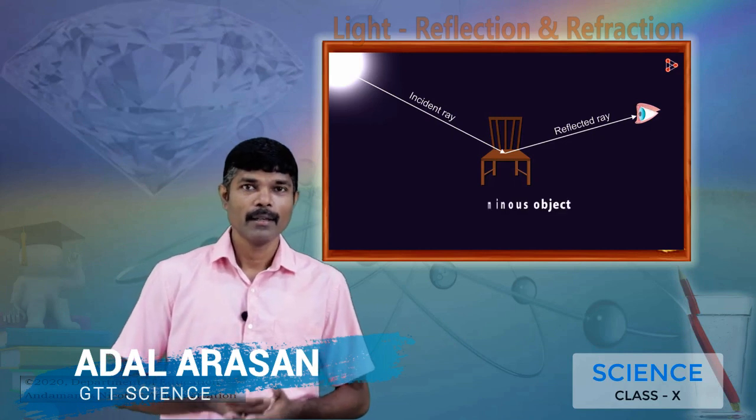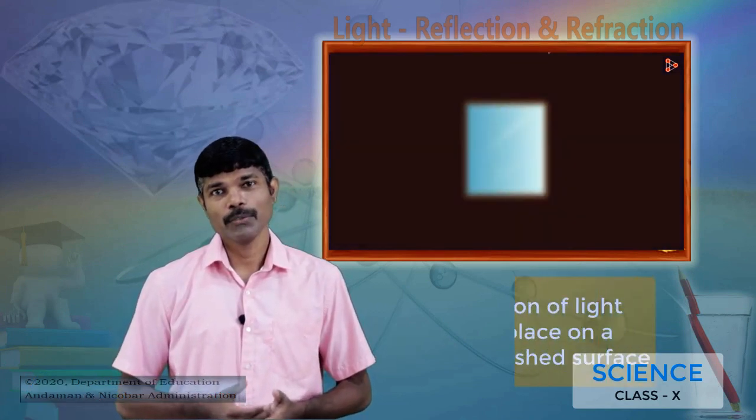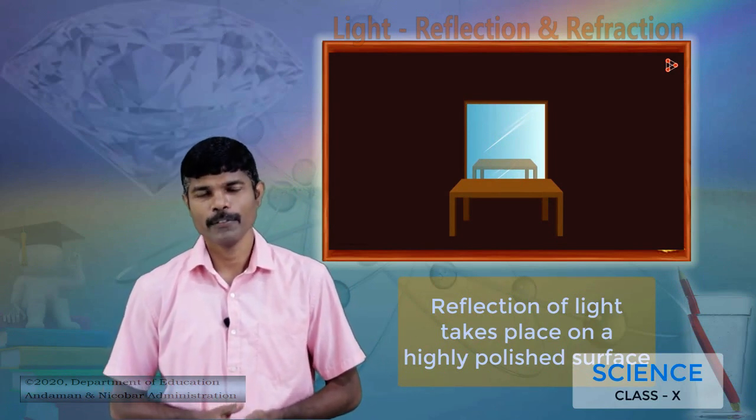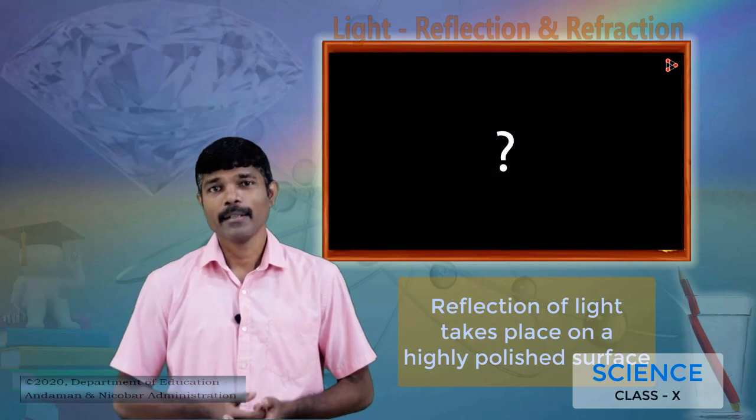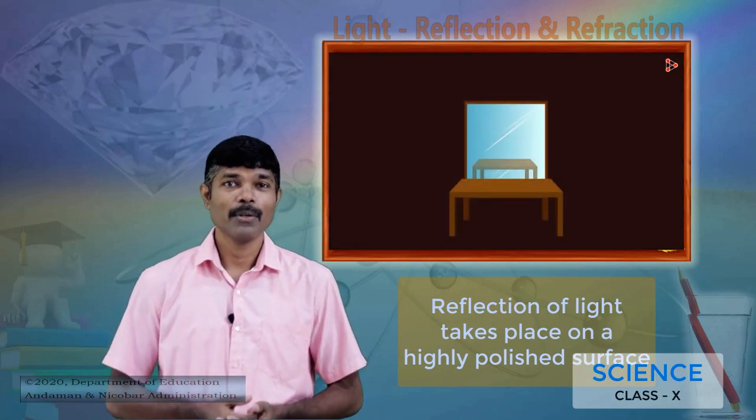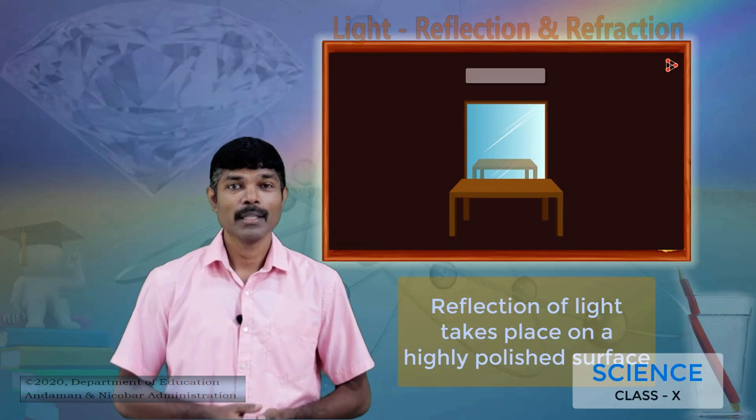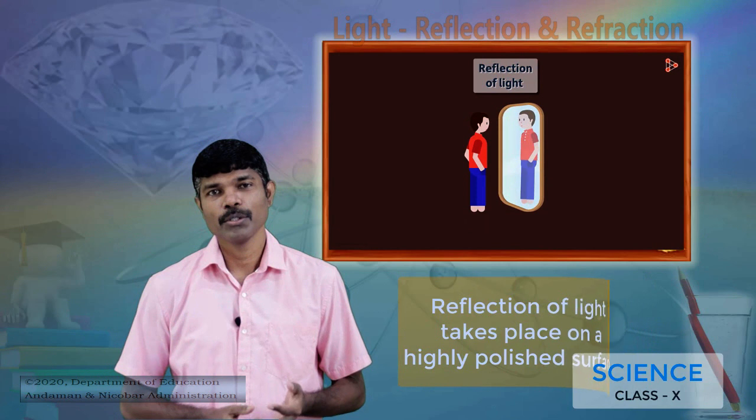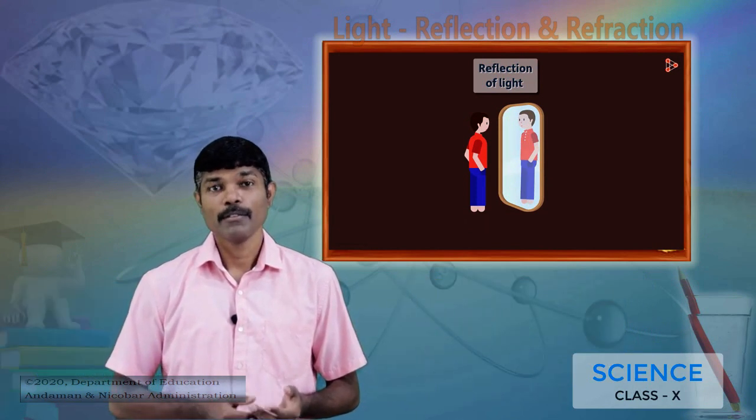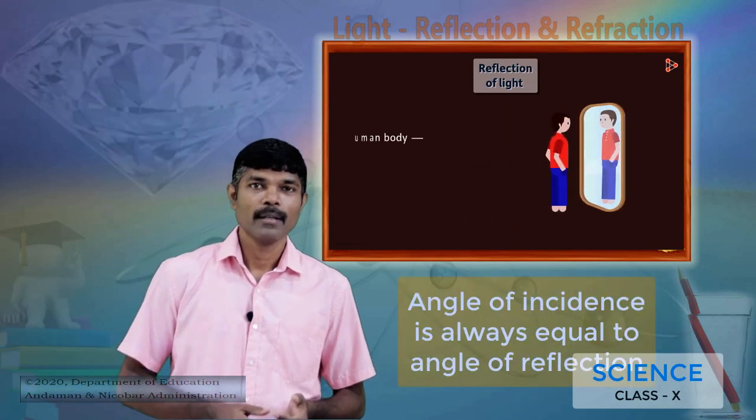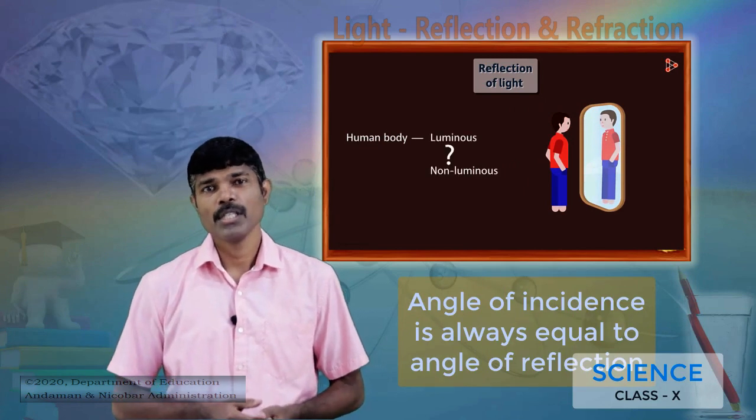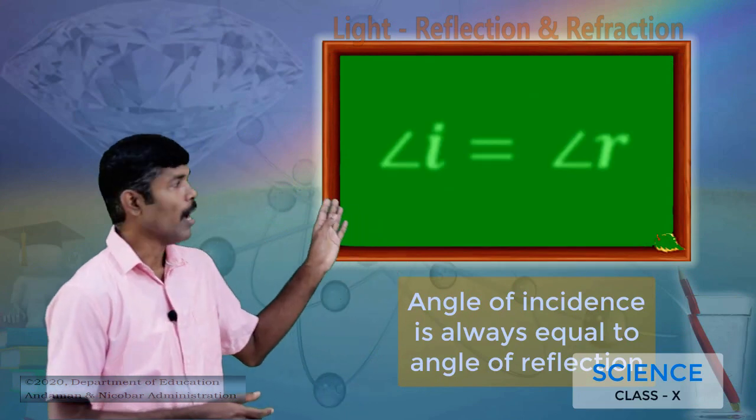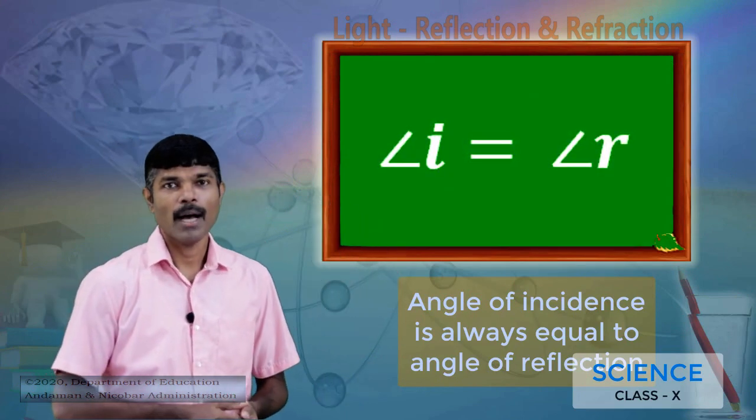As you know, light reflects when it falls on a smooth or highly polished surface. You must have studied what reflection is and what the laws of reflection are. The first law of reflection states that the angle of incidence is always equal to the angle of reflection. That is, angle I is equal to angle R.